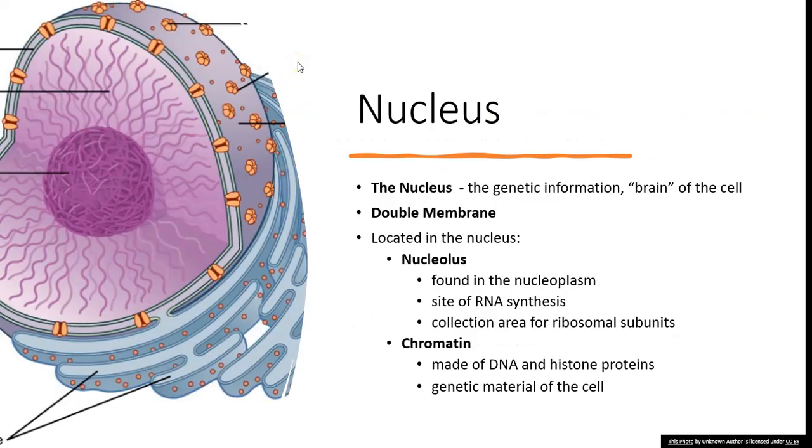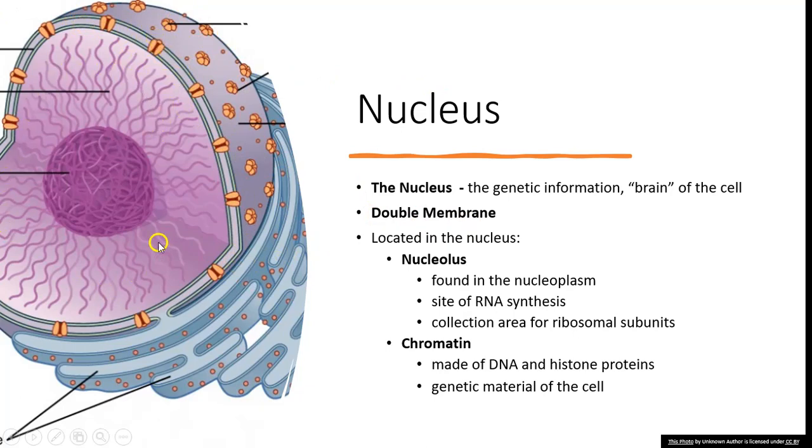So let's first start with the most prominent of all the organelles, and what makes it truly a eukaryotic cell. That is going to be the nucleus. The nucleus is the genetic information of the cell. And we say that because within the nucleus, you're going to find chromatin, chromosomes, and a nucleolus. Again, it is a double membrane structure. So you see here the two membranes and the pores that allow things in and out.